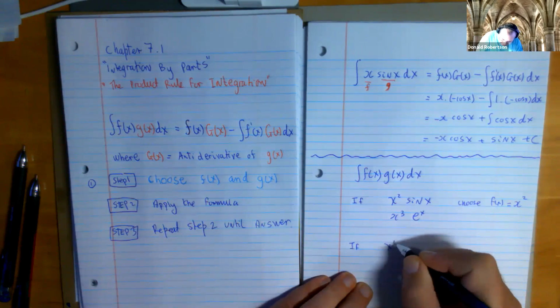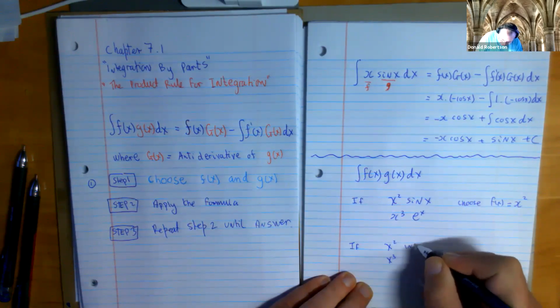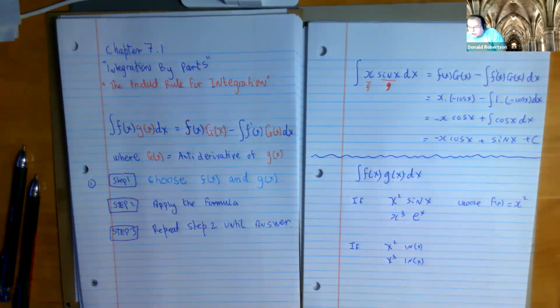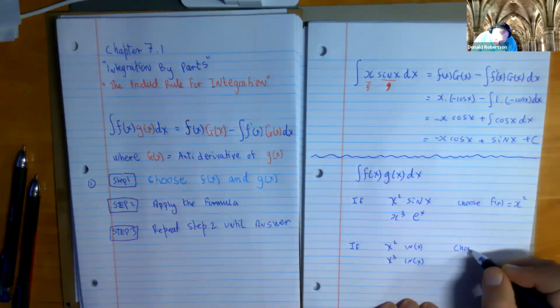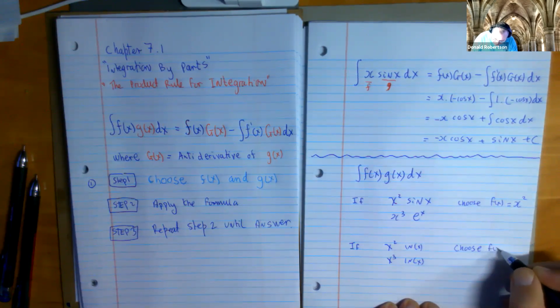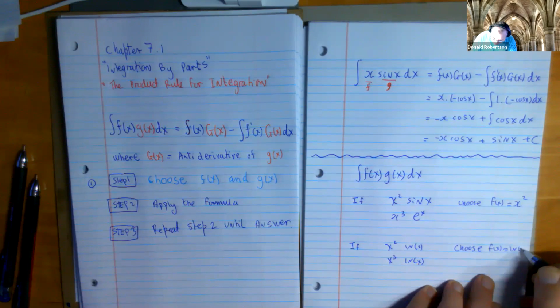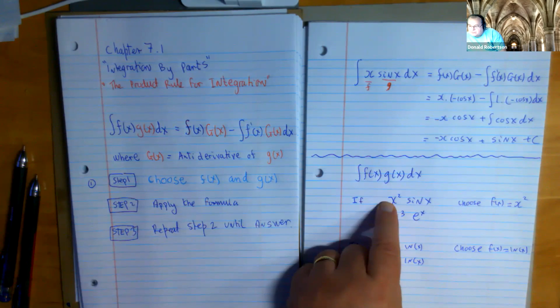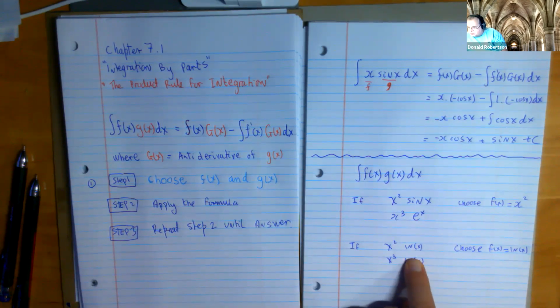If your function looks like this, if it has a log function with some x's, x squareds, x cubed, anything like that, square root of x, doesn't matter, choose your f of x to be your natural log of x. So do you see sometimes the power of x is f of x and other times it's not?